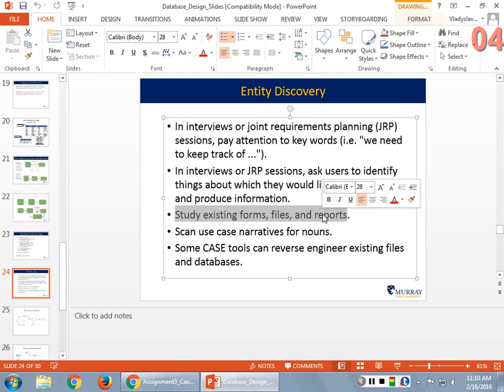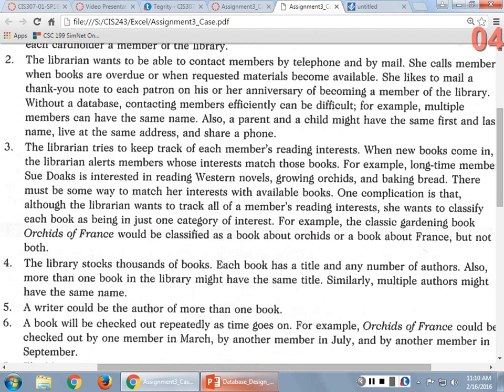So when I read this point number 3, I identified several important nouns. Of course, you don't want to identify every noun in that passage, right? But there are some important nouns. So let me capture those. One noun that I got, and then you will help me out, is member, right? Library member is a big component of this scenario. So we need to store information about library members, right?